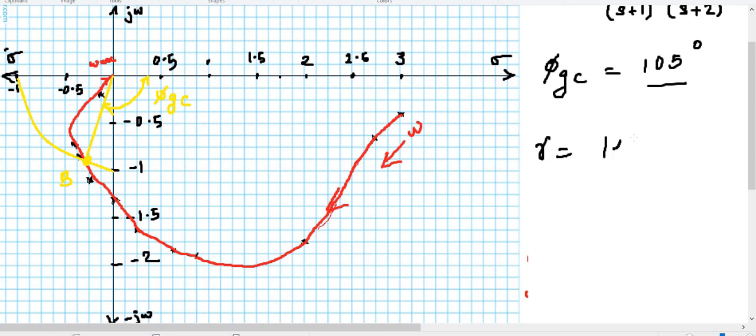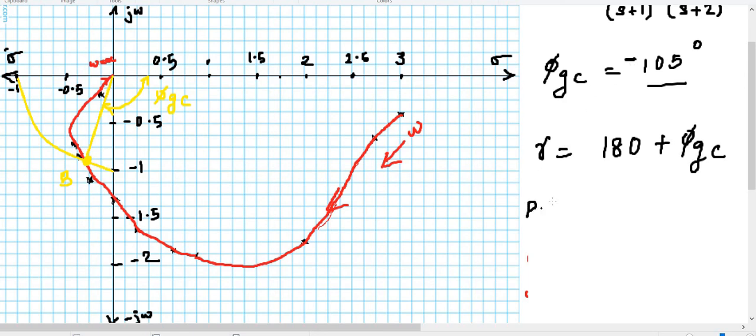Phase margin gamma is equal to 180 plus phi GC, and we can see that when you mark the angles in clockwise direction, we have to put a negative sign here. So phi GC will be minus 105 degrees. Negative angles will be in the clockwise direction and positive angles will be in the counterclockwise direction in a polar plot. So we have measured the angle in clockwise direction, so phi GC will be minus 105 degrees.